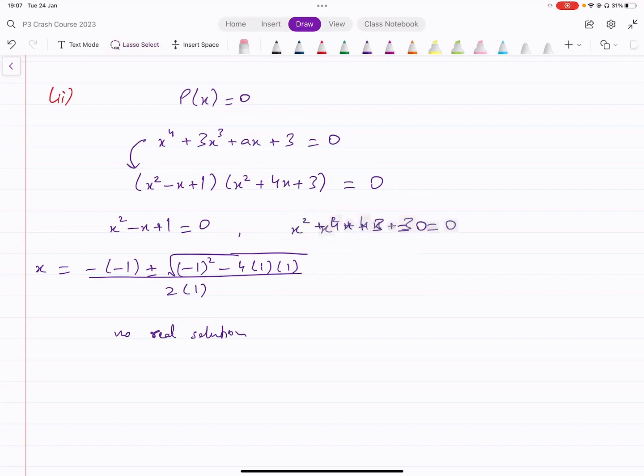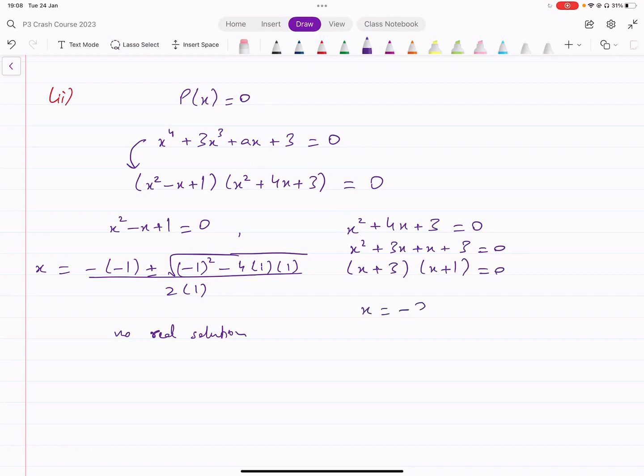This factor. Can we do midterm breaking here? We can. We can actually write it as x squared plus 3x plus x plus 3 equals 0. And that gives us two factors, x plus 3 and x plus 1. And that gives us either x equals minus 3 or x equals minus 1. These are the two answers that we've got.